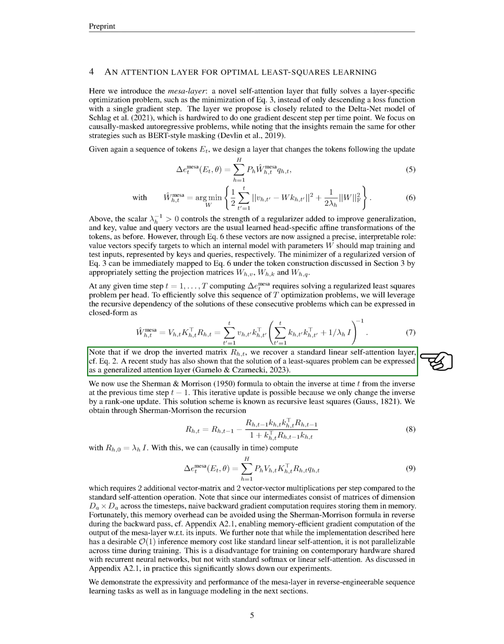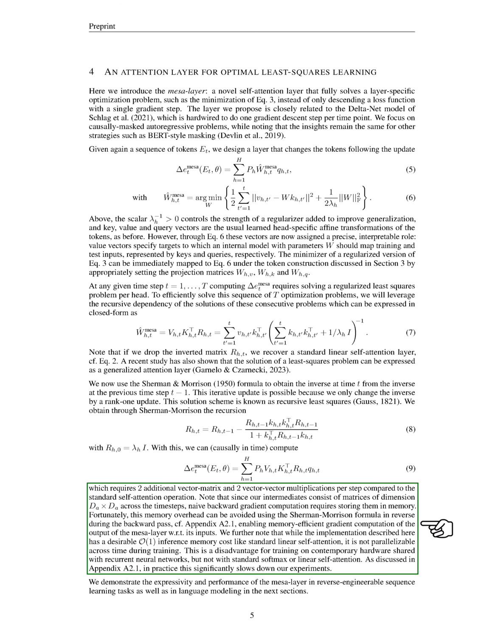With this, we can compute the update, which requires 2 additional vector-matrix and 2 vector-vector multiplications per step compared to the standard self-attention operation. Note that since our intermediates consist of matrices of dimension across the time steps, naive backward gradient computation requires storing them in memory. Fortunately, this memory overhead can be avoided using the Sherman-Morrison formula in reverse during the backward pass, enabling memory-efficient gradient computation of the output of the mesa layer with respect to its inputs.